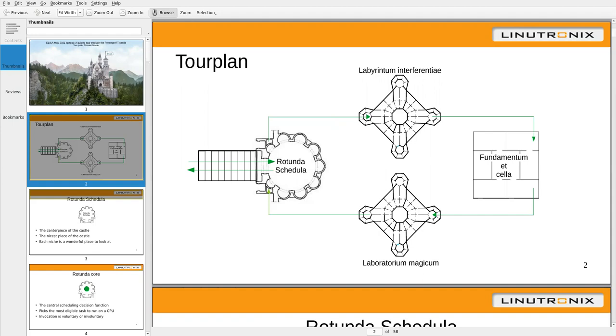So we start at the left at the staircase and go into the Rotunda Scheduler, walk over to the Labyrinthum, into Ferencia, to Fundamentum and Cella, and to the Laboratorium Magicum. So then we go back to the Rotunda. So that's going to be the tour of today. Enjoy.